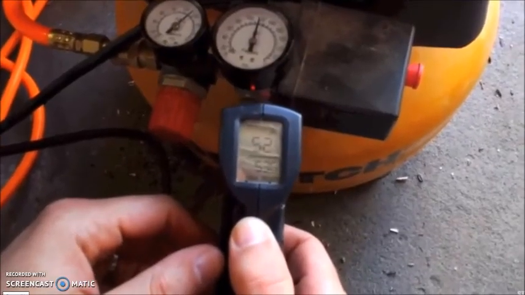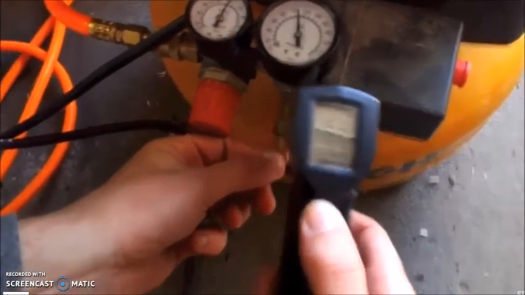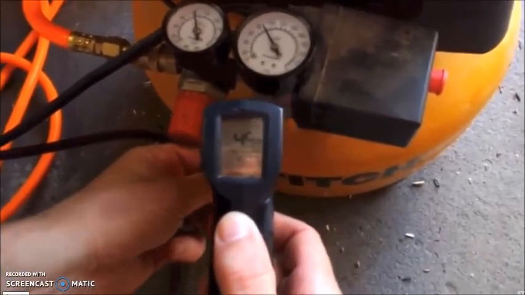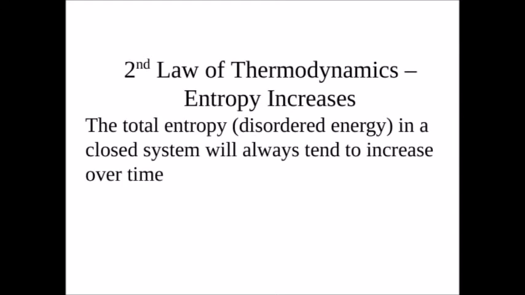It's blowing compressed air out, and as the gas is at room temperature, and as the gas expands, it cools. As gas expands, it wants to cool. Two consequences of the first law of thermodynamics, and because those were so good, we'll have a second law of thermodynamics, which says that entropy increases.